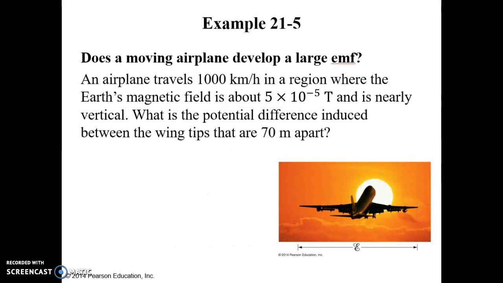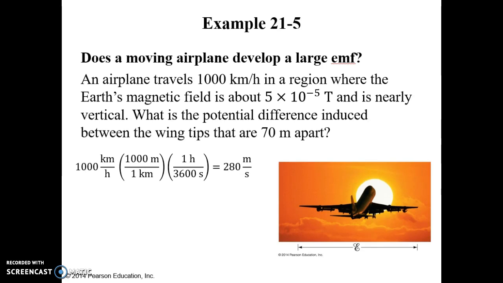In this example, we have an airplane traveling 1,000 kilometers per hour in a region where the Earth's magnetic field is about 5 times 10 to the negative 5 Tesla and is nearly vertical. What is the potential difference induced between the wingtips that are 70 meters apart?